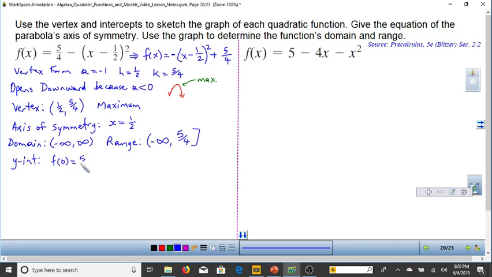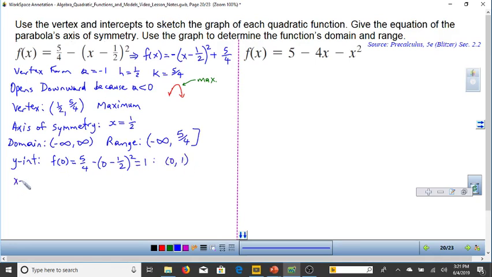So now the y-intercept, as always, we plug in 0 for x. So we have 5 over 4 minus (0 minus 1/2) squared. Now 0 minus 1/2 is negative 1/2, squared is 1/4. 5/4 minus 1/4 is 4 over 4. So the answer here is 1. So the y-intercept then is at the point (0, 1).